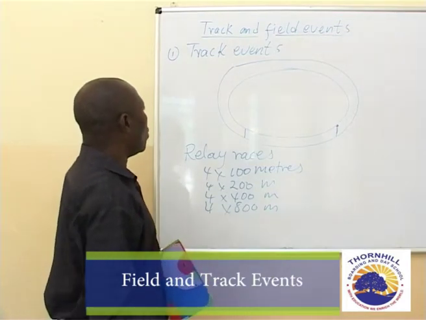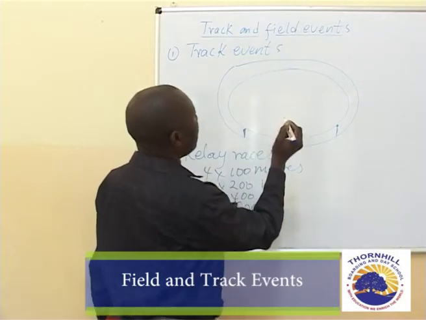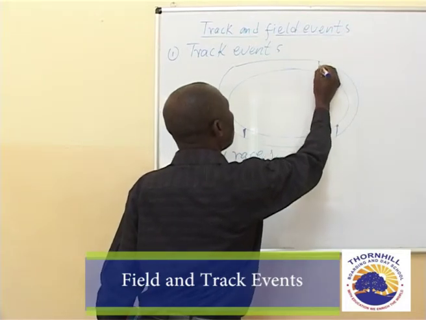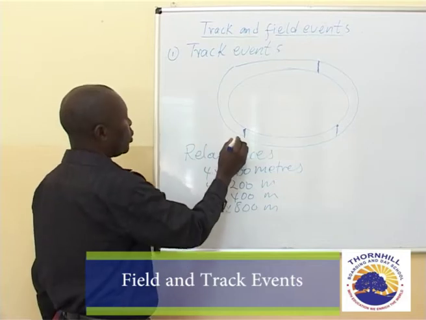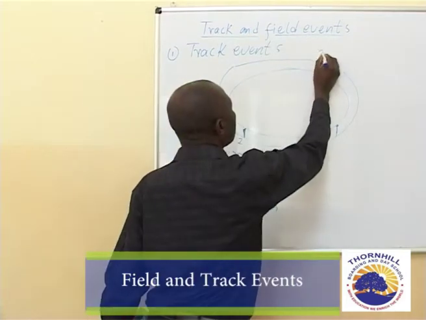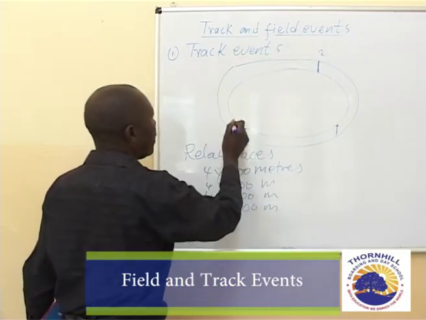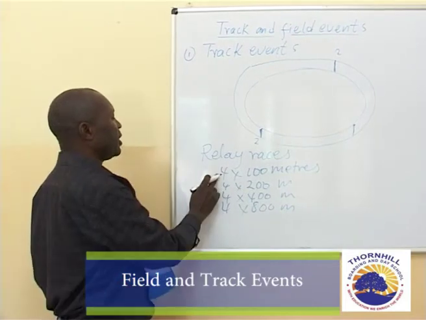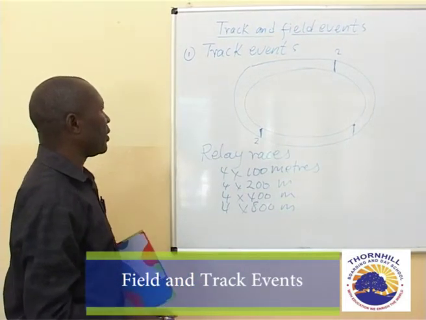This one will start from here and the first runner will go and end somewhere there. So here there are 2 runners and 2 runners there. The first one will run, give this one, then come here, give this one, and the second one will finish. Each team has 4 participants. That is the 4 by 200 meters.